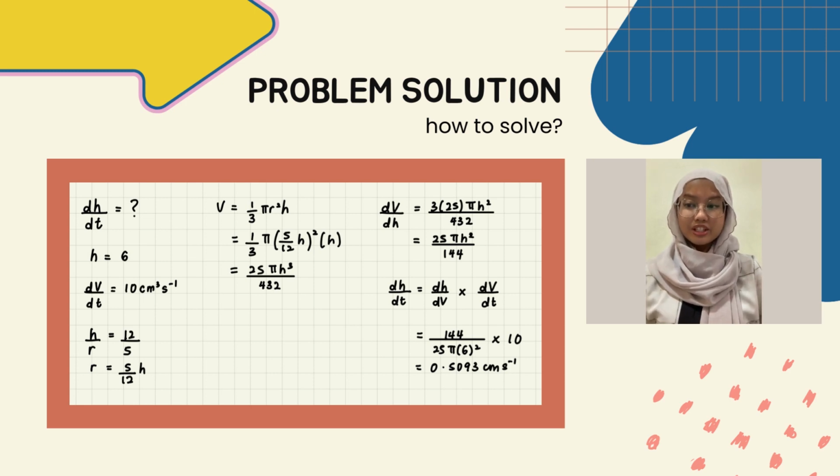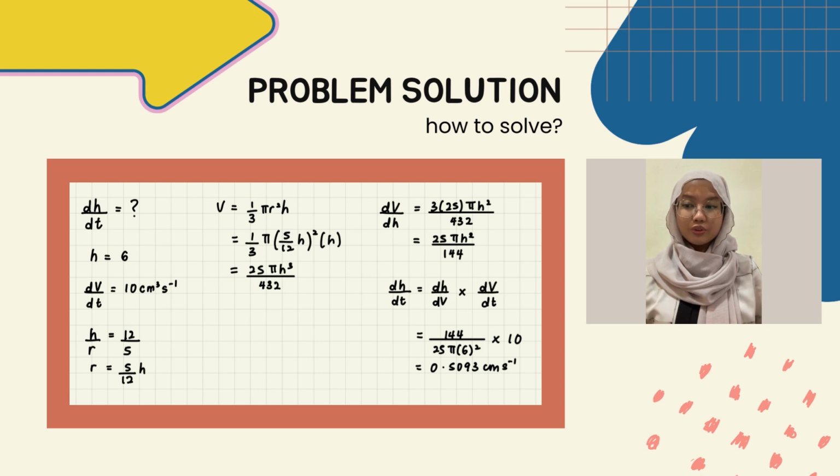So from the question, we can conclude that what we are trying to search for is dh over dt. In order to solve it, we have to start from the formula of a cone, and that is V equals 1/3 pi r squared h. But to solve it, we would have to eliminate variable r from the formula, and that is what is happening in the first part of the calculation.